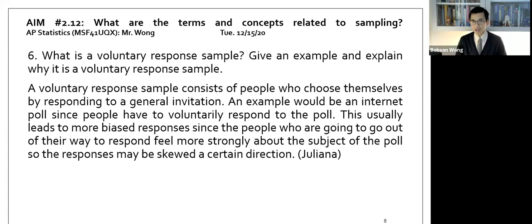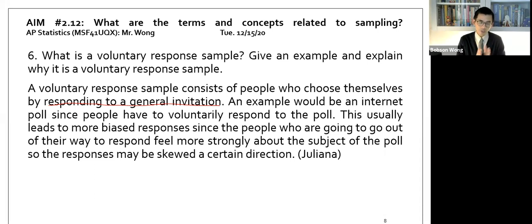Another problem that we have in sampling is what we call a voluntary response sample. Now, a voluntary response sample means that this is a situation where people are choosing themselves to participate. So Juliana points out that they are responding to some general invitation, meaning that anyone can respond, like an internet poll, in the sense that I'm going to put a poll up on my website and you can respond to it by going to this web page and answering the questions. That is a voluntary response sample. I am not forcing people to go to that website. I am not paying people to go to that website. I am simply making an open invitation, and whoever shows up, shows up.